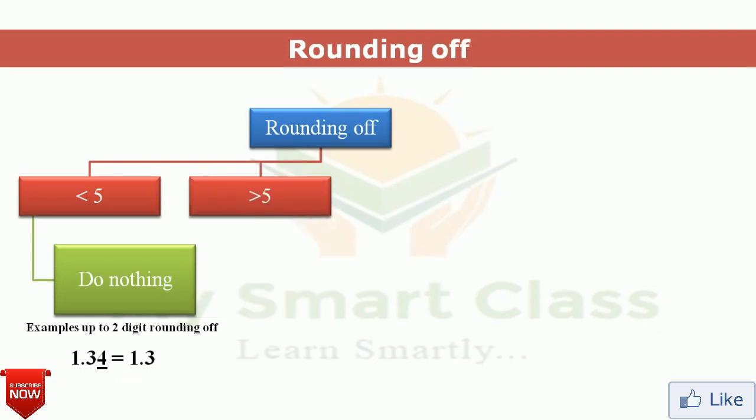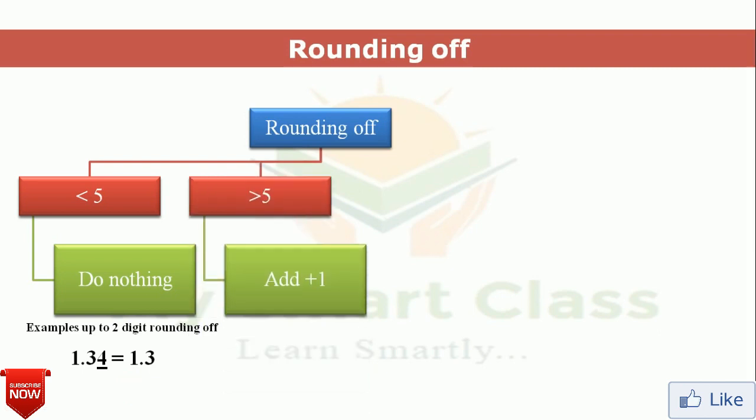But if your digit is greater than 5, at that time you have to add 1, like 1.36, and you want to remove this 6 which is greater than 5. So you have to add 1 to the next number. So the answer is 1.4.